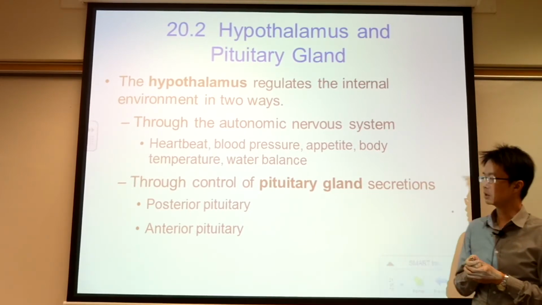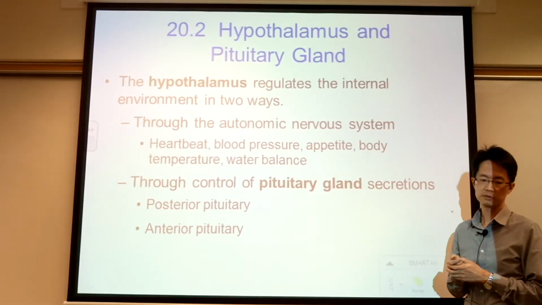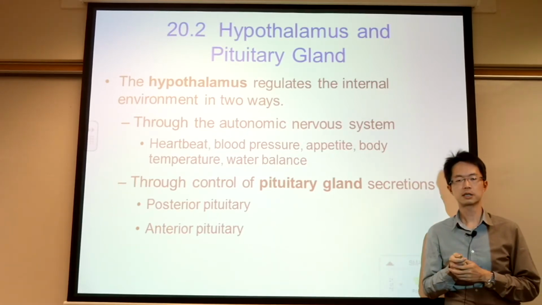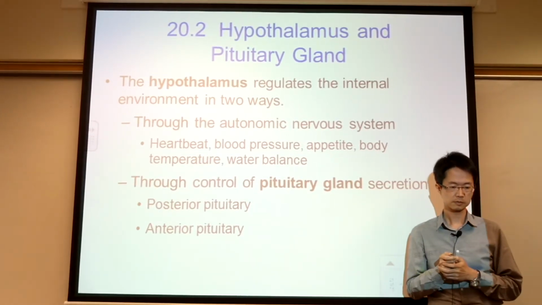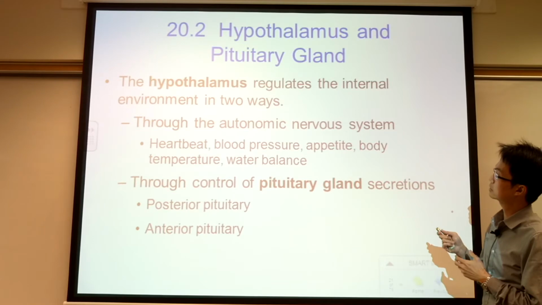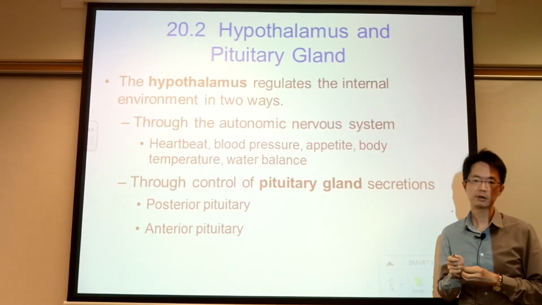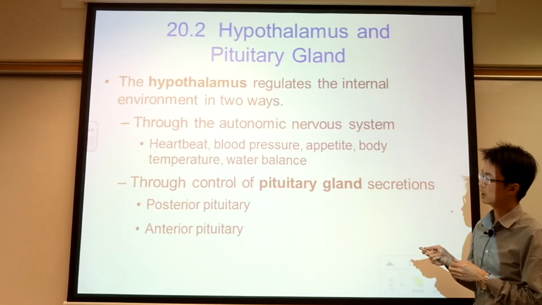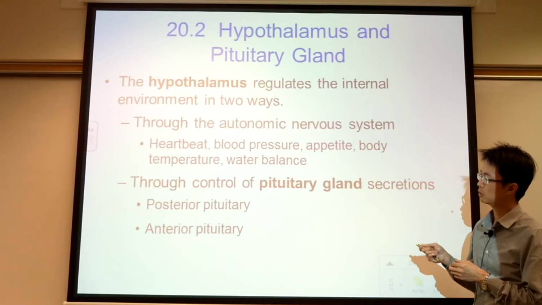So let's start talking about the endocrine system. This is officially the starting point. The hypothalamus is part of the brain, but it is the command center of the endocrine system. It can affect our body through the autonomic nervous system that we briefly talked about in the nervous system lecture. It can affect heartbeat, blood pressure, appetite, body temperature, and water balance.